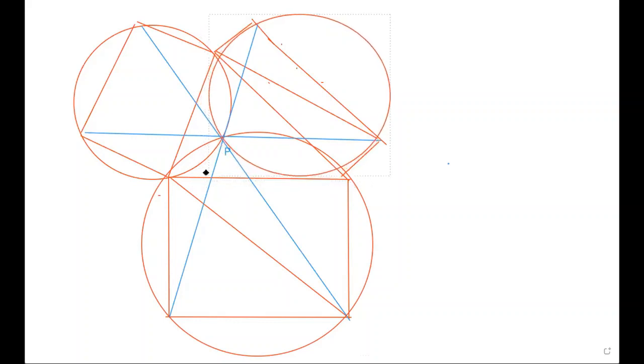I guess this is the importance of drawing large-scale diagrams. But yeah, so the claim is that P is the concurrency point of all three lines, and without loss of generality we only need to prove it for one of the lines, that it passes through P. So we draw this line, and this angle is.